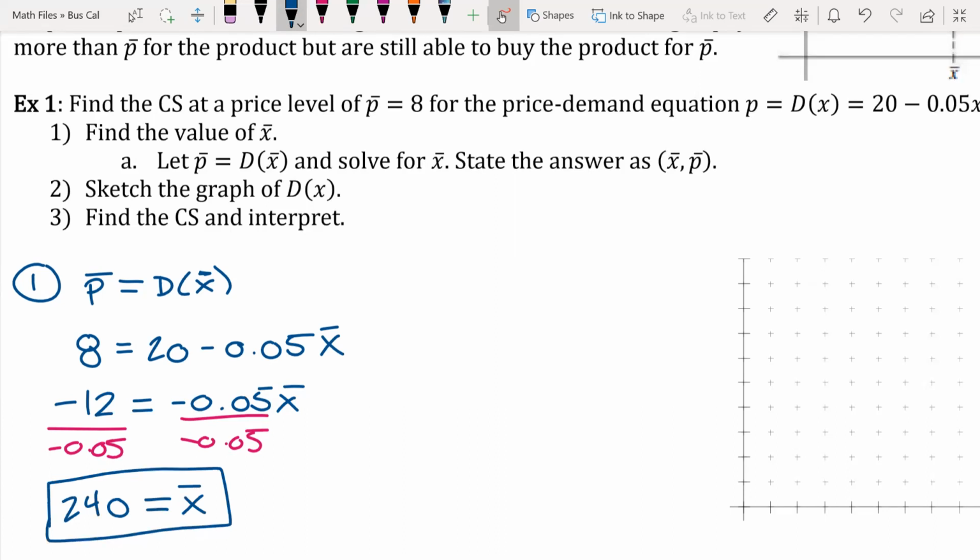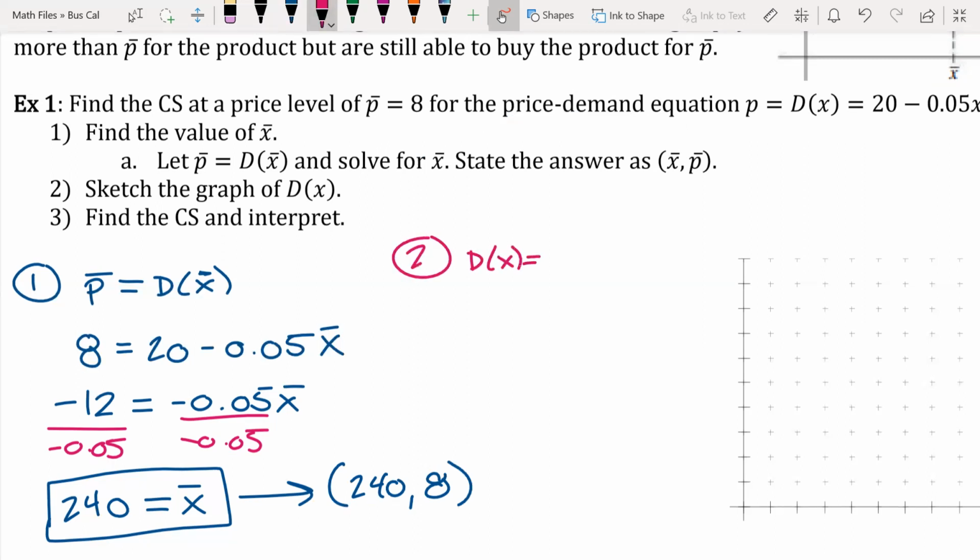Okay, so we want to state the answer as a point x bar comma p bar. So that's our last step here. We're going to say that the point is 240 comma 8. Okay, so step 1 is done. We have found the value of x bar, which means we can actually set up that integral. But first, we are going to sketch a graph of d of x. So step 2, sketch d of x.